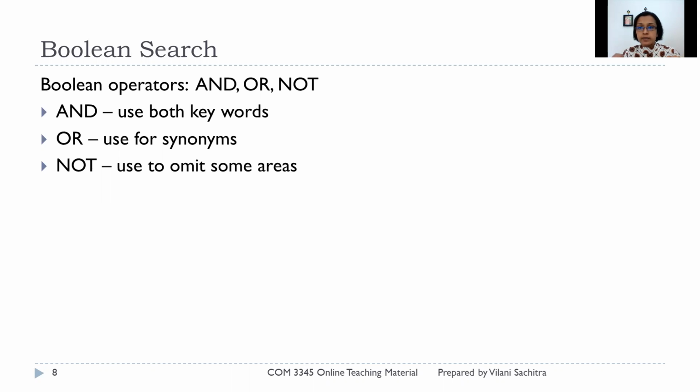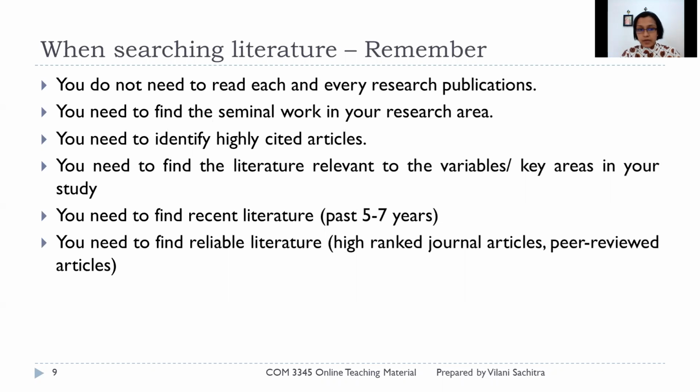Okay, so this is the way you can search. Right? So once you are searching, you need to remember those things. These are the very key points you need to remember when you search literature. Okay. Once you search from Google Scholar and you identify some articles, right? You download them and keep them aside.